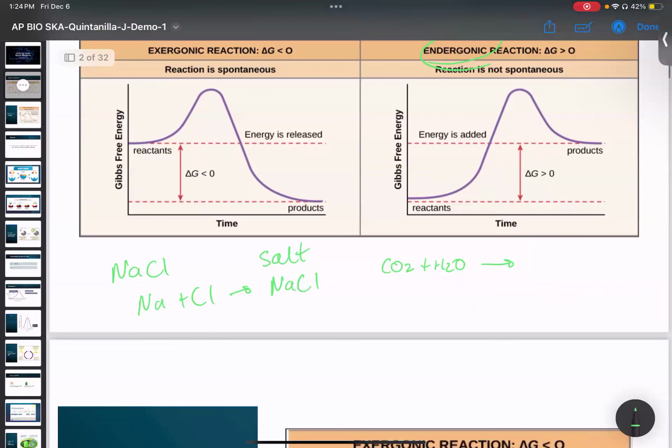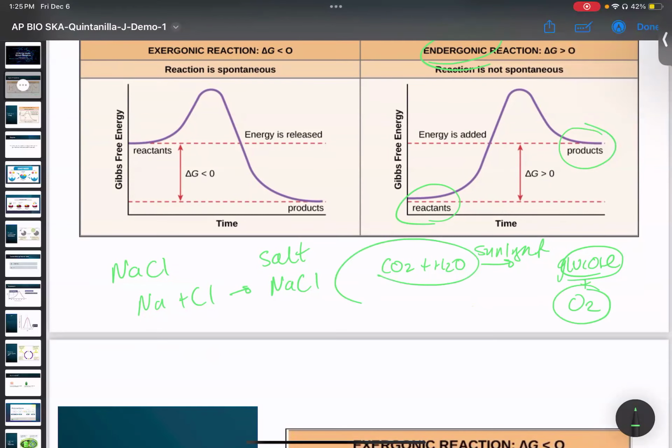But with the application of sunlight, these reactants end up making glucose, which has a lot of chemical energy in its bonds, and also oxygen gas. And if you put oxygen in a balloon and light it with a match, it will explode. So you need to input large amounts of energy such that the final product has more energy than the reactants did. The same goes for glucose and oxygen, which have much more energy than CO2 and water on their own.